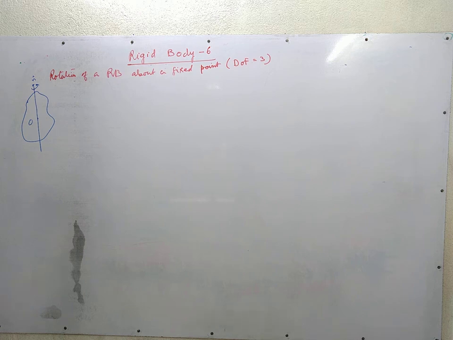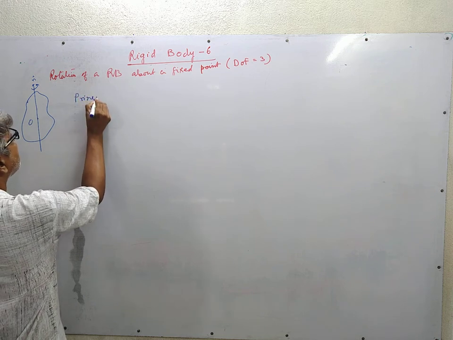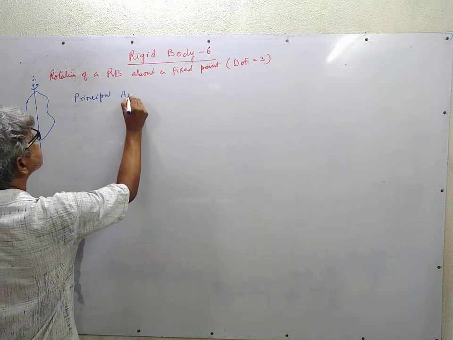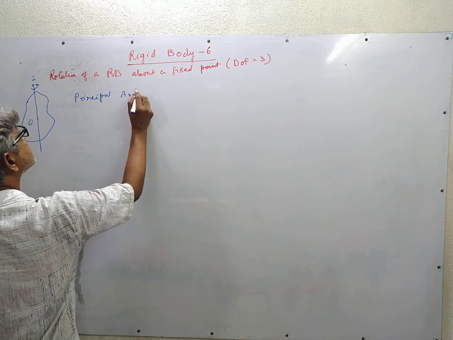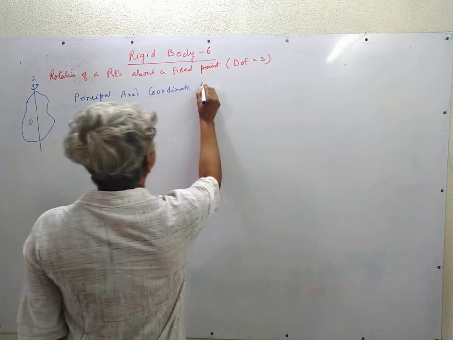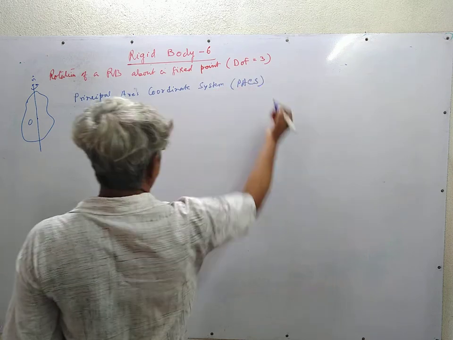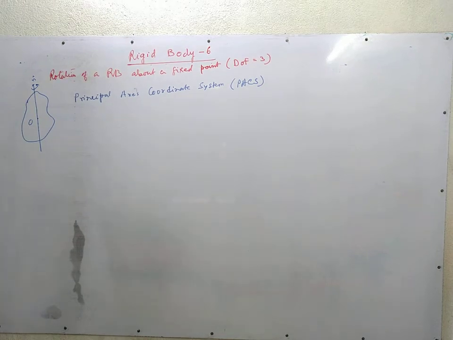Alternatively, one introduces a coordinate system called the principal axis coordinate system, PACS. It is a frame fixed with the rigid body at its center, and it rotates with the rigid body, that is, it is rigidly fixed to the body.